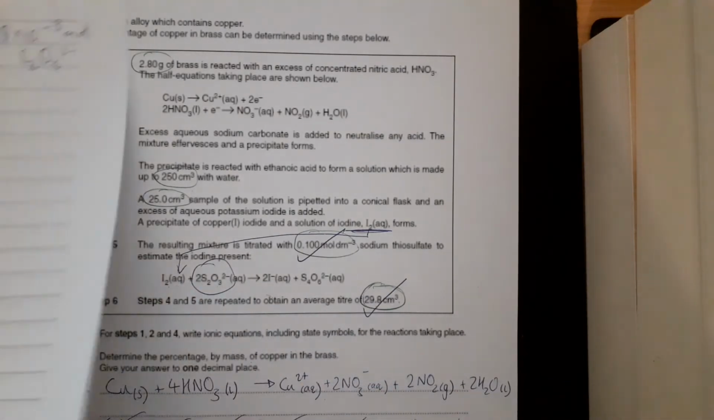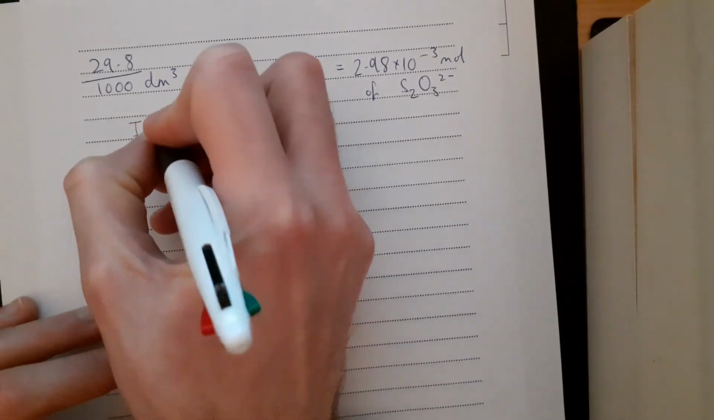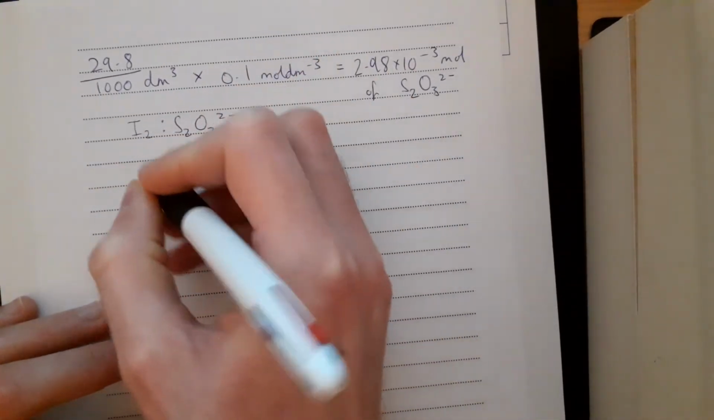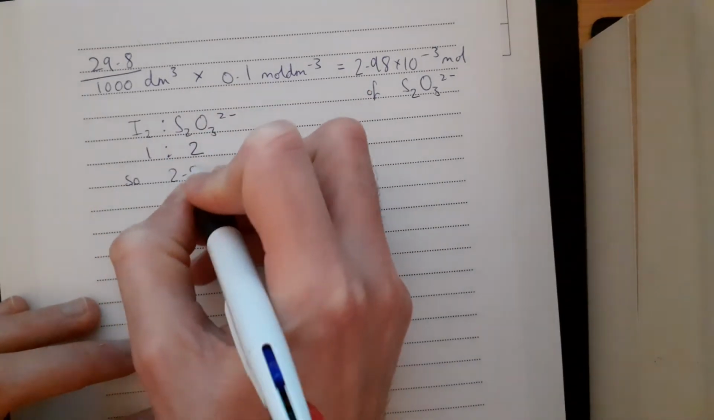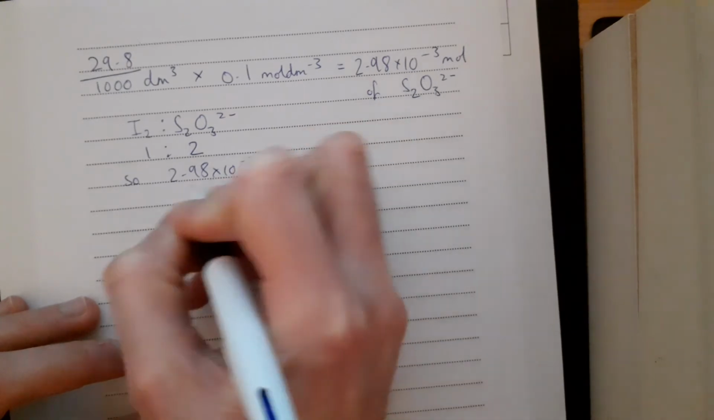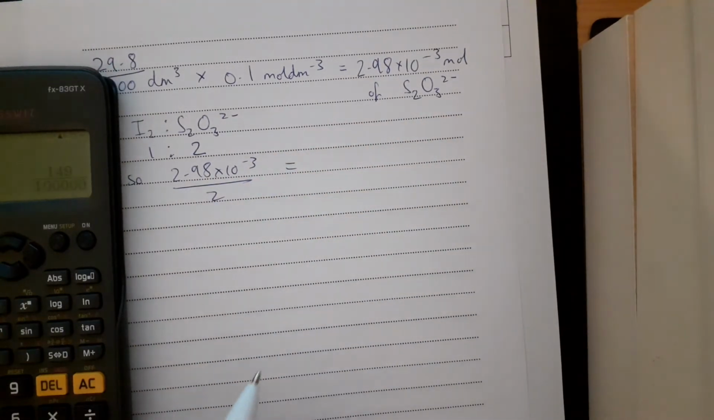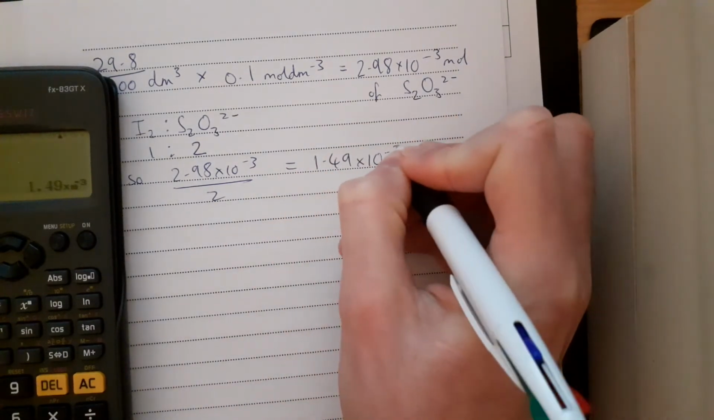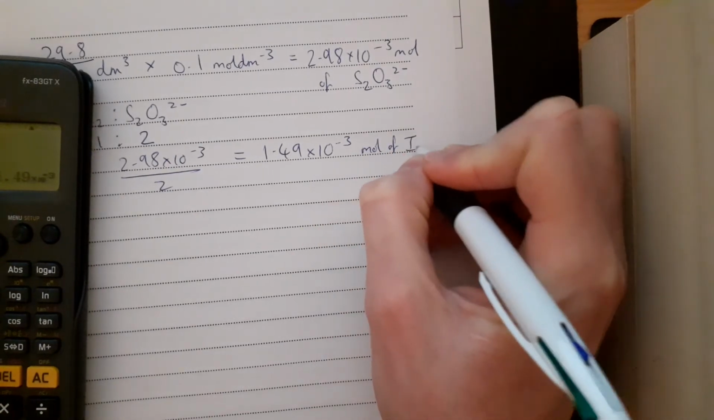So we need to divide by 2. We're going to say the ratio of iodine to thiosulfate is 1 to 2. So 2.98 times 10 to the minus 3 over 2 is 1.49 times 10 to the minus 3 moles of iodine.